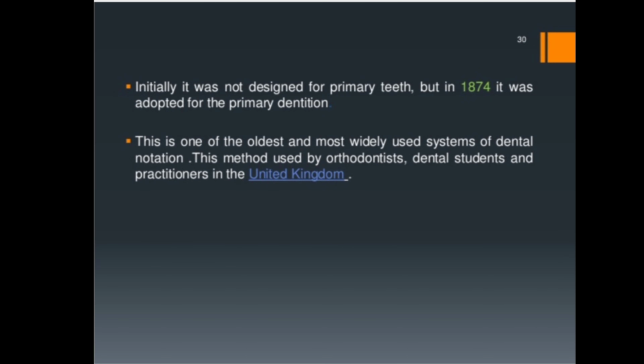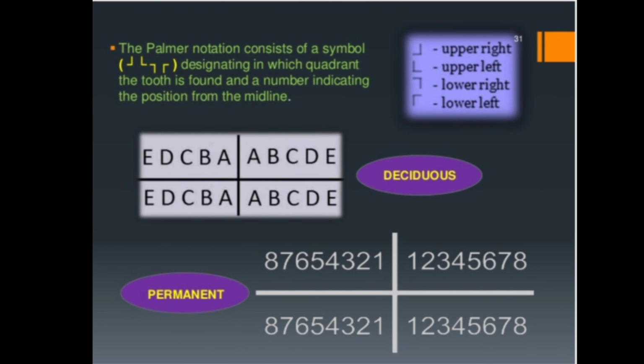This is one of the oldest and most widely used systems for dental notation. This method is used by orthodontists, dental students and practitioners in the United Kingdom, as well as in South Asian countries such as India, Nepal, Bhutan, Pakistan, Sri Lanka, etc. As we can see in the picture given below, the Palmer notation system consists of a symbol designating in which quadrant the tooth is found, and a number indicating the position from the midline. It uses alphabets for the primary dentition and numbers for the permanent dentition. So as we know, the horizontal and vertical line divides the mouth into 4 different quadrants. So for different quadrants, different signs are used, and it can be seen in the picture.